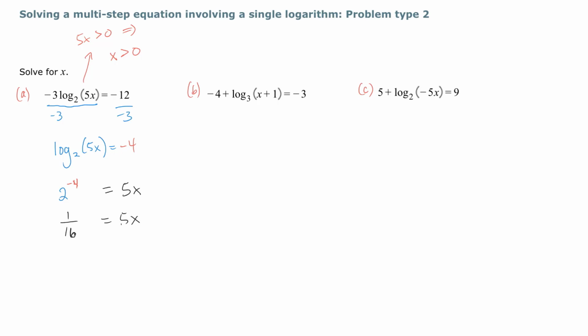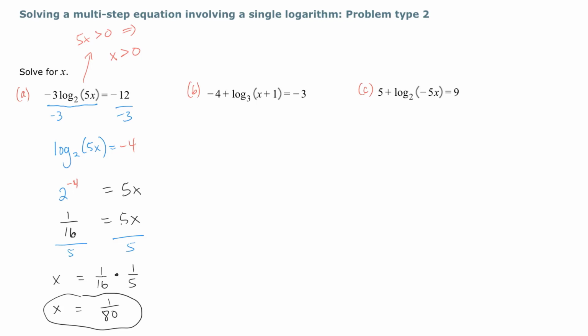Divide the entire sides by 5. And you gotta remember, dividing by 5 simply means multiply by the reciprocal. So x is equal to 1/16 times the reciprocal of 5, which is 1/5. And we get x is equal to 1 over 80. Let's circle that to be our final answer.